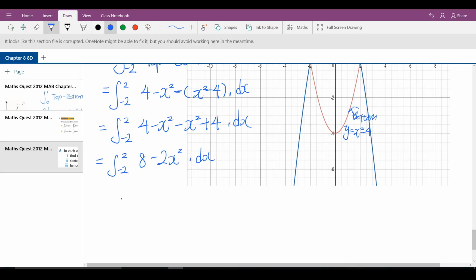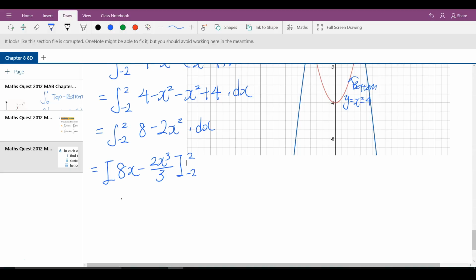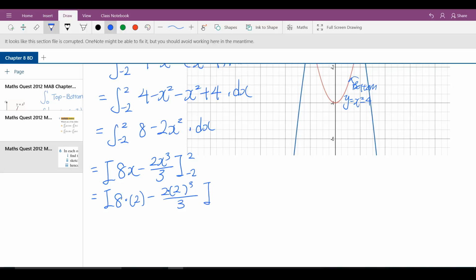Alright, let's start doing it. So 8 becomes 8x minus 2x cubed over 3, and then from negative 2 to 2. Okay, then let's put in the values. Equals 8 multiplied by 2 minus 2 multiplied by 2 cubed over 3, minus, 8 multiplied by negative 2 minus 2 multiplied by negative 2 cubed over 3.